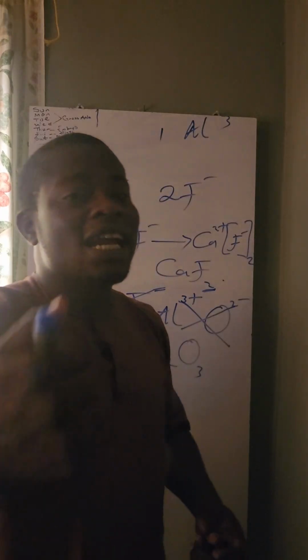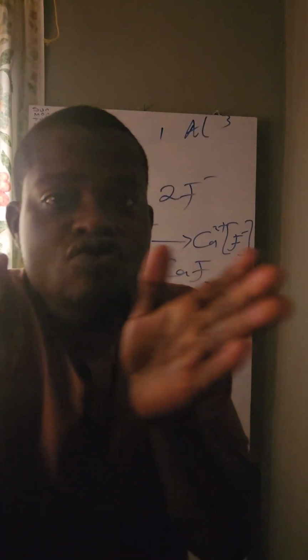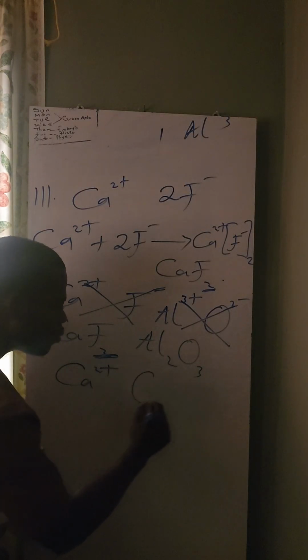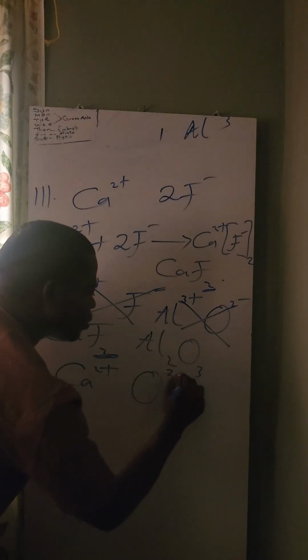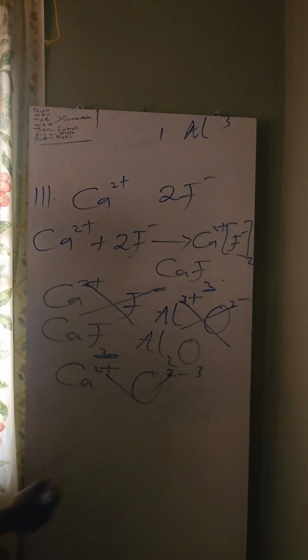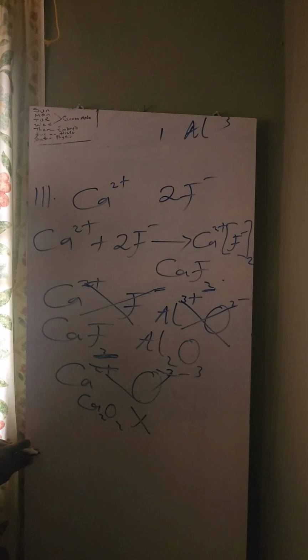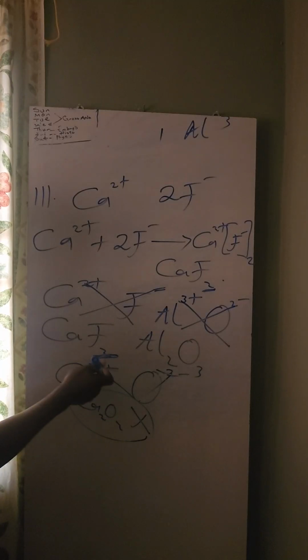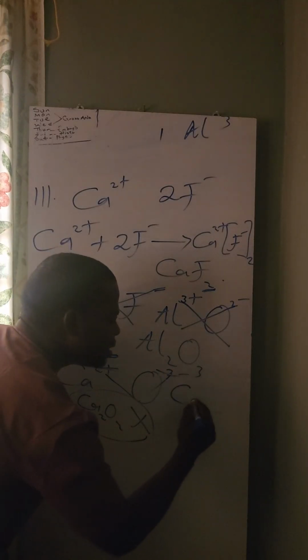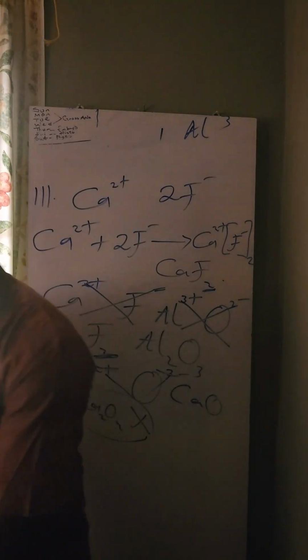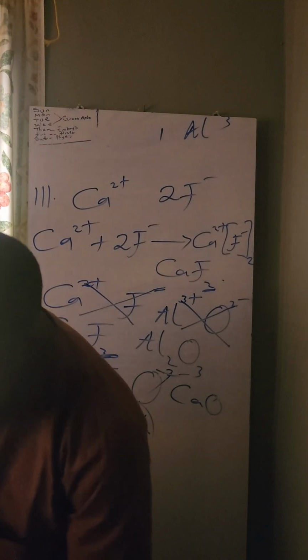Am I communicating? There are some situations whereby the numbers will be equal. For example, calcium oxide: Ca2+ and O2-. Because it is 2+ and 2-, they are equal and cancel each other out. You should not write Ca2O2. This is wrong, because they are the same. The formula will now be CaO. That's how we form an electrovalent compound.